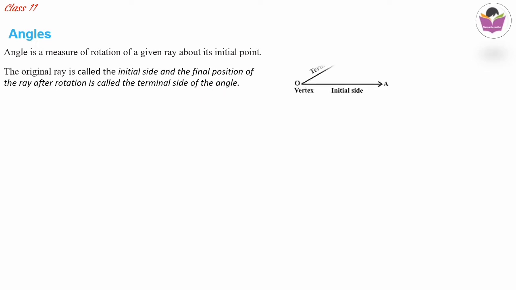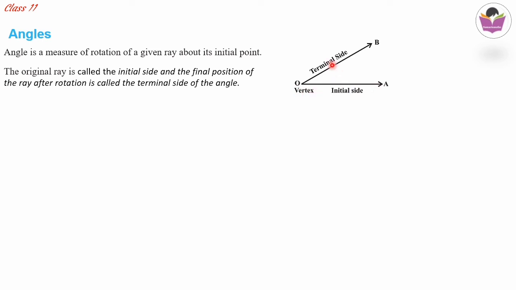So let's visualize this. If you consider an angle BOA or AOB, OA is called the initial side and OB is called the terminal side. It means initially only OA was there, then we took OA and rotated it this way and reached the point B. So OB is the final position of OA, that means the terminal side, and the meeting point of the terminal side and initial side is O, that is the vertex.